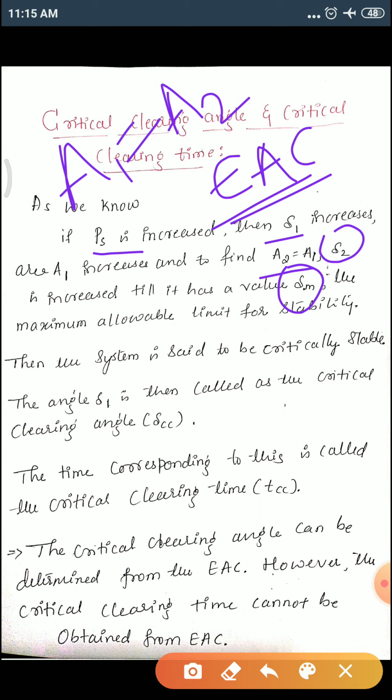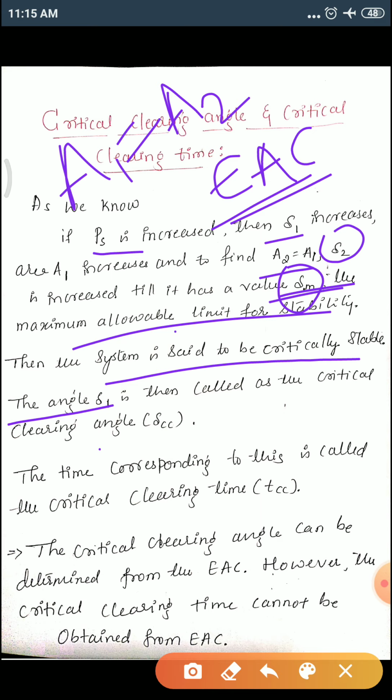Then the maximum limit is delta m, and the system is said to be critically stable.